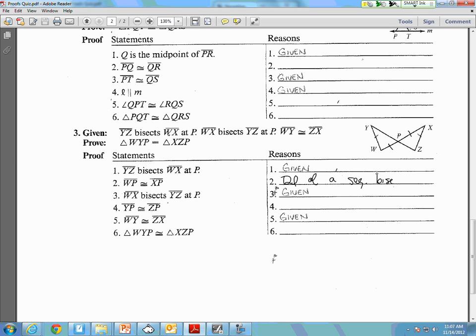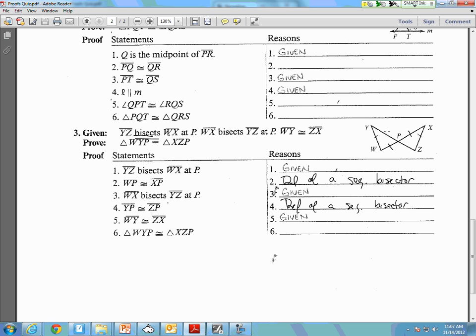Now I gave you points. I accepted your answer if you wrote definition of a midpoint. Nowhere does it tell you you have a midpoint, so I shouldn't have. We want to use the word bisects. Okay, that's how we know that those two segments are congruent. Same reason here for number 4. Definition of a segment bisector.